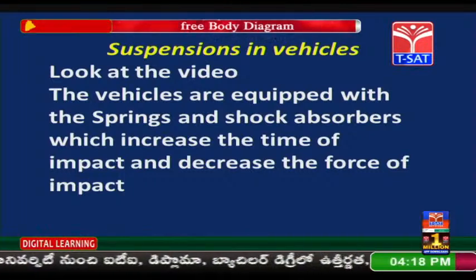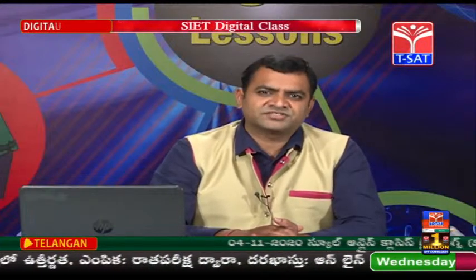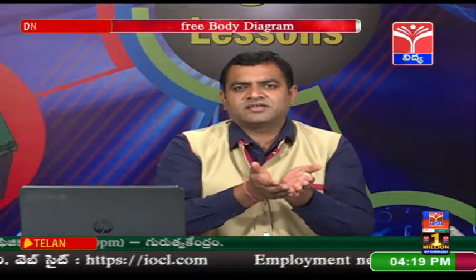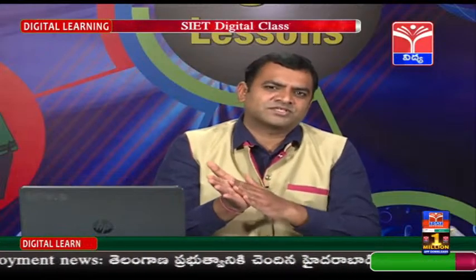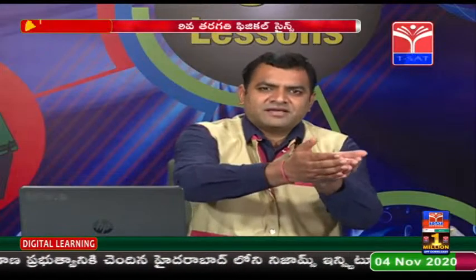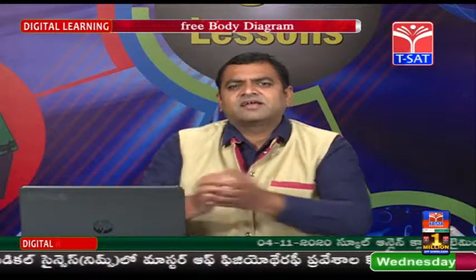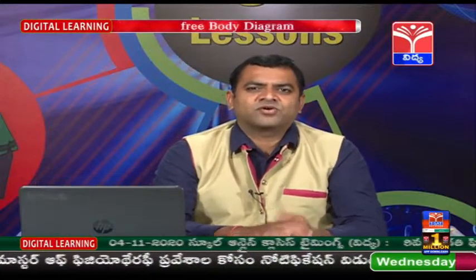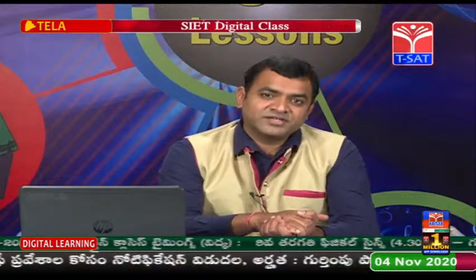Children, not only the vehicles, in most of the situations, for example, in sports, let us say a cricketer who is going to receive a catch. The moment the player stops the ball, immediately the force of impact on his palm will be more. When the player takes the ball, he has to pull it back immediately, so that he can increase the time of impact, and therefore, the force of impact on his palms will be greatly reduced.